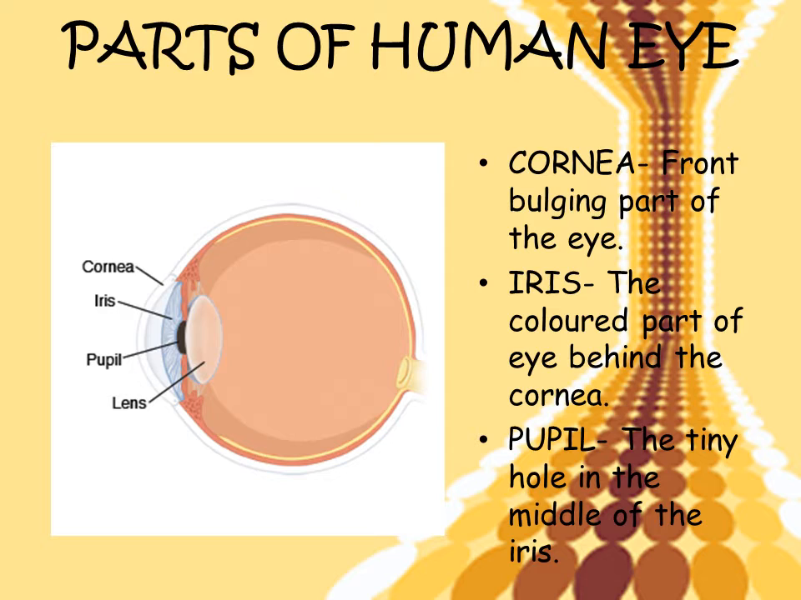The iris is heavily pigmented. The color of the eyes depends upon the color of the pigment. The function of iris is to control the amount of light entering the eyes.